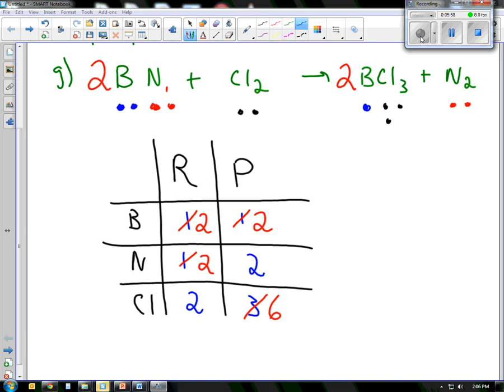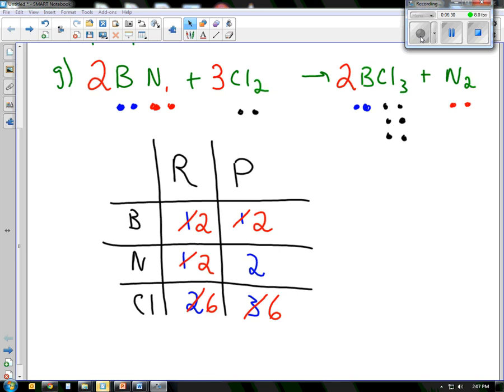So now I've got 2 borons, but my chlorines are all the way up to 6. So I got 3, 4, 5, 6. So borons are balanced now, nitrogens are balanced now, but not my chlorines. So now I go back to my reactant side and I say, I need to get to 6 atoms of chlorine on my reactant side. How do I do that? By putting a 3 in front there, and that'll get me my 6.